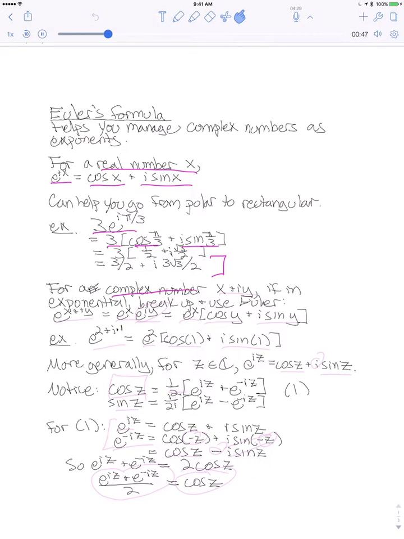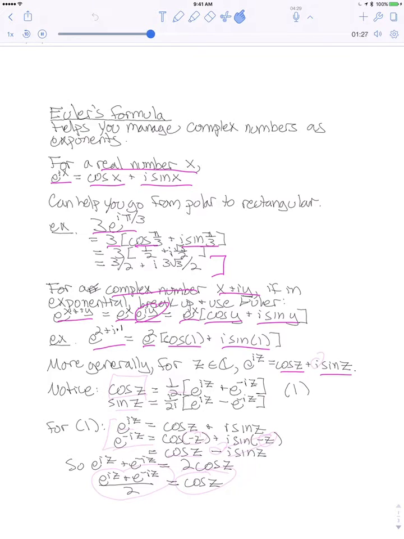Now, for a complex number x plus iy, if it's in the exponential, you break it up and use Euler's formula. So e to the x plus iy is e to the x times e to the iy, and then that's e to the x times, applying Euler's formula to this part, cos y plus i sine y. So e to the 2 plus i, or 2 plus i times 1, is e squared times cosine 1 plus i sine of 1. More generally, for a complex number, e to the iz is cosine z plus i sine z.